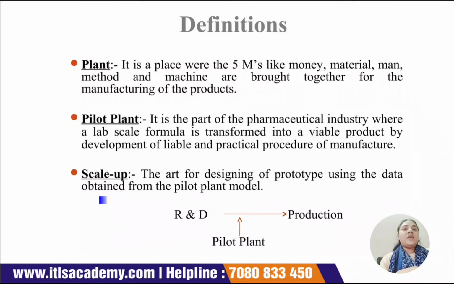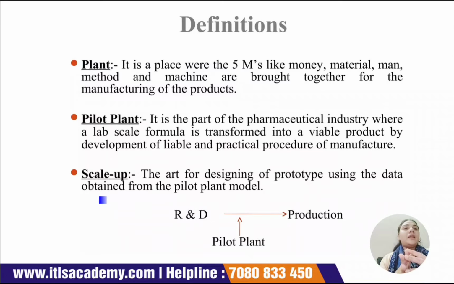So the first definition is what actually a plant is. मतलब एक plant क्या होता है, right? So a plant is a place where the 5 M's, money, material, man, methods and machines, are brought together for the manufacturing of a product.